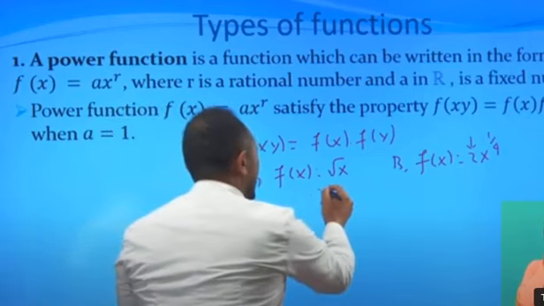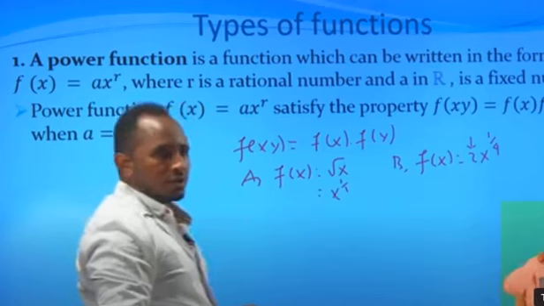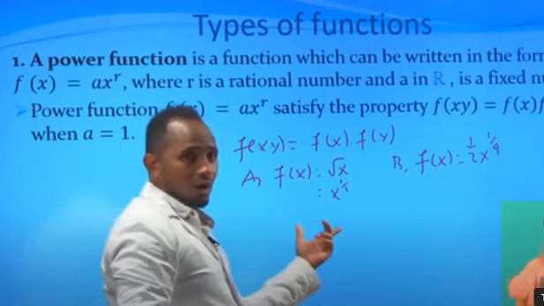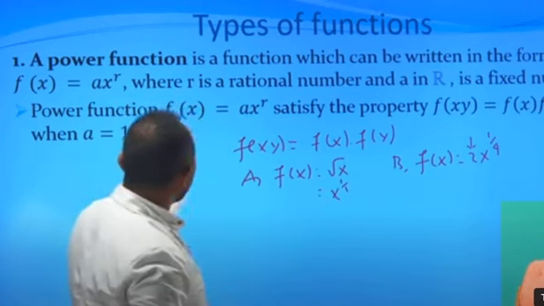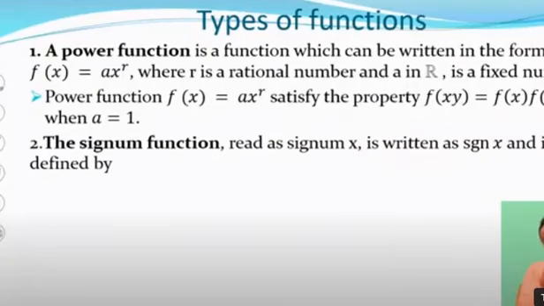But this one can be written in this form, x to the power of 1/2. So it's a power function with this coefficient 1. So it satisfies this property, f of xy is equal to f of x times f of y.